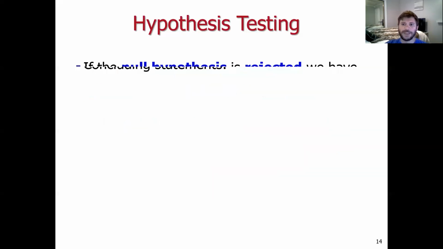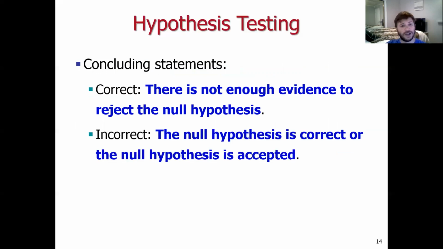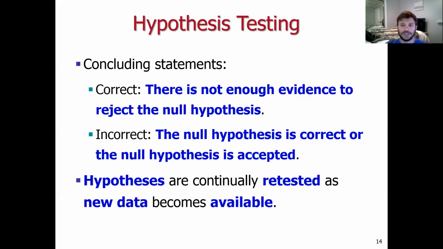So the way we would make concluding statements, and there's a correct way, there are some incorrect ways, but the correct way to say things is there is not enough evidence to reject the null hypothesis. And the incorrect way to say this is that the null hypothesis is correct or the null hypothesis is accepted. We're not accepting it, we just cannot reject it. Okay? And it's important to continuously retest hypotheses as new data becomes available because the structure of uncertainty could be changing over time.